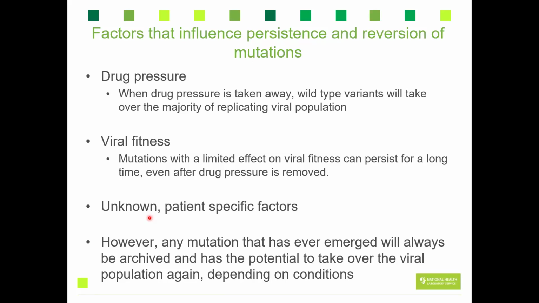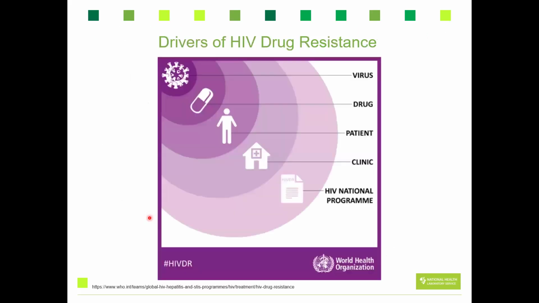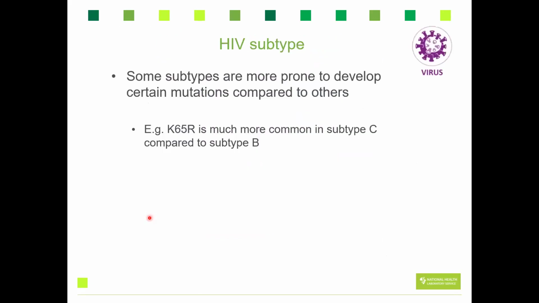And believe you me, we have seen cases where clinicians or healthcare workers switch a PI-based failure back to efavirenz because they didn't see the K103N mutation. But then obviously that patient is going to fail very quickly again on that regimen. That was before the DTG era, by the way. So now I'm going to go through a couple of drivers of resistance. I'm going to talk about the virus itself, the drug, the patients, the clinic, and then also the national program. So first thing that comes to mind, does subtype matter?